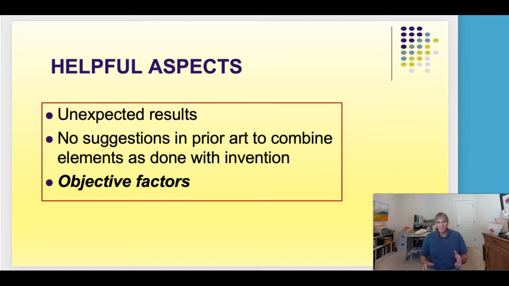Okay, so now I want to get to this item called objective factors, which are real-world circumstances that tend to support a conclusion that an invention is not obvious. Just to set the record straight, the Supreme Court has called these matters secondary considerations, on the theory that they might be used to support those primary factors listed on the previous slide.